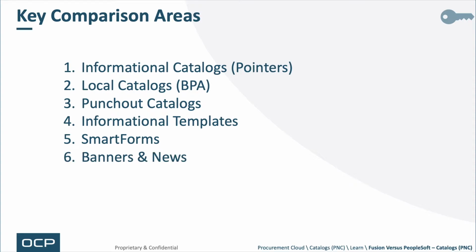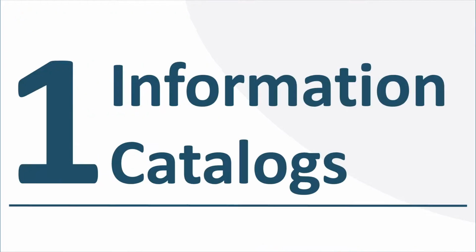And banners and news, which is something that doesn't really exist in PeopleSoft, certainly not for the requisitioner. And then lastly, content zones, because that's how we pull things together and display them. That's going to be important because there's a fundamental difference between the two. All right, so let's get started.